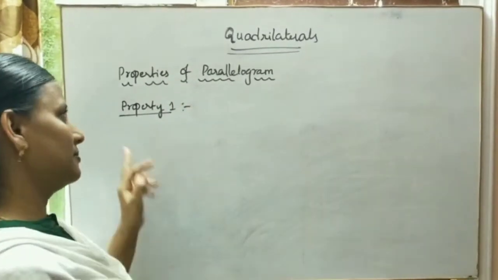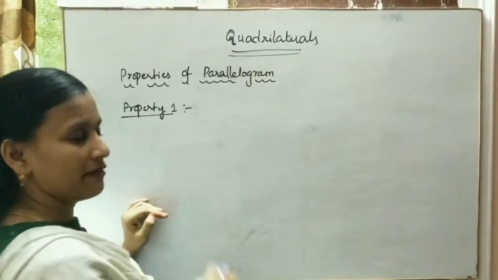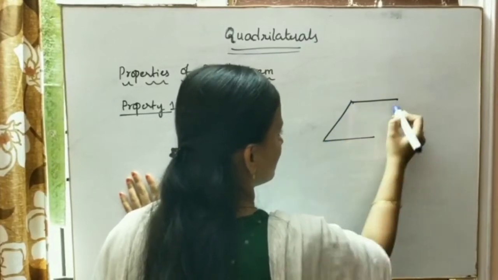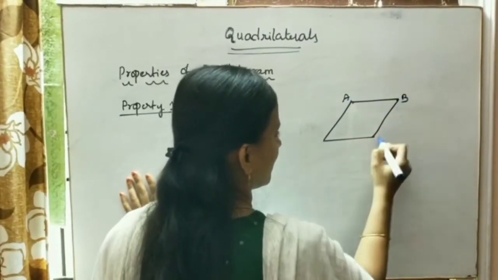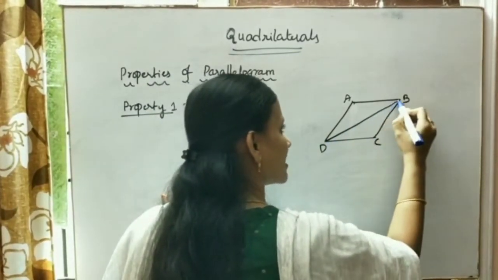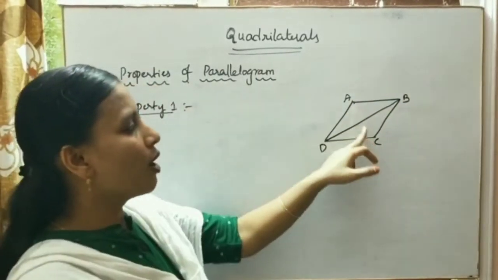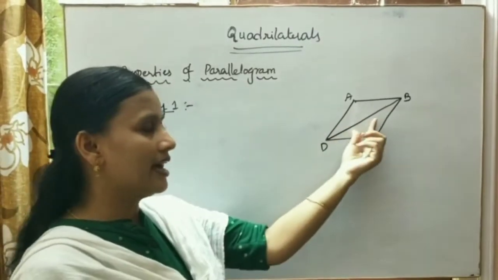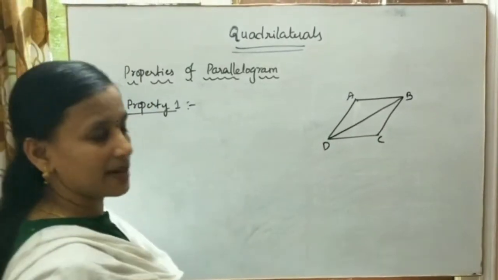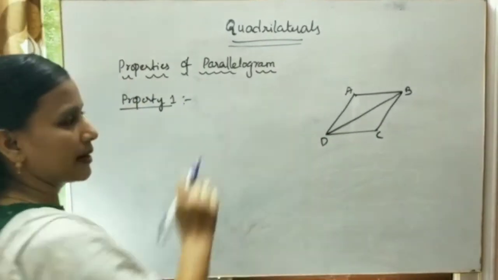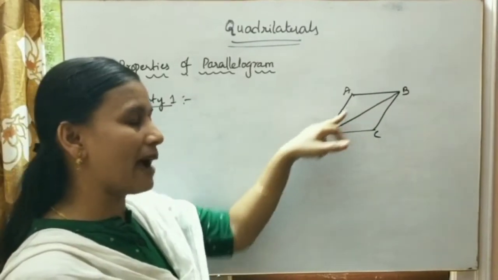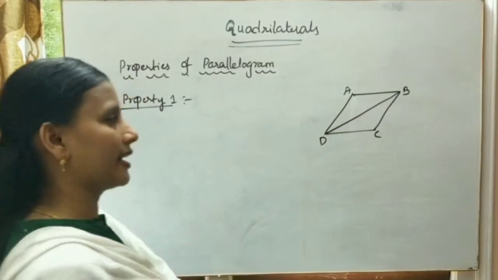Properties of parallelogram. Property 1: ABCD is a parallelogram. In a parallelogram, the diagonal divides the parallelogram into two congruent triangles. That is the statement of the first property. The diagonal of a parallelogram divides that parallelogram into two congruent triangles.